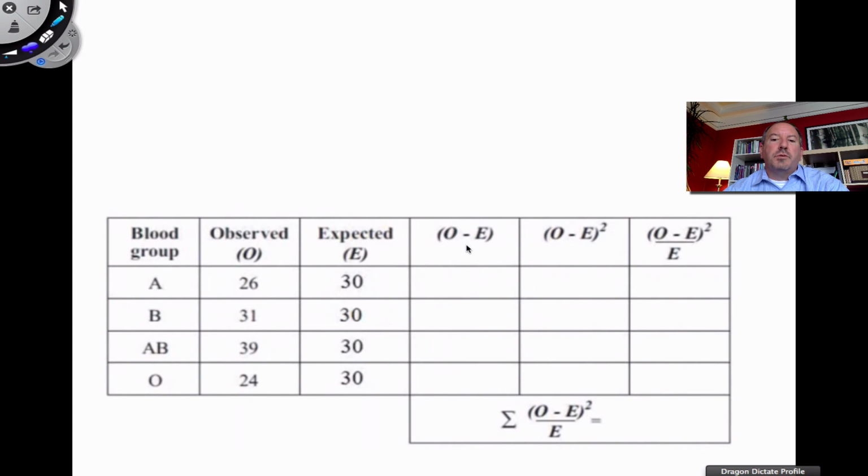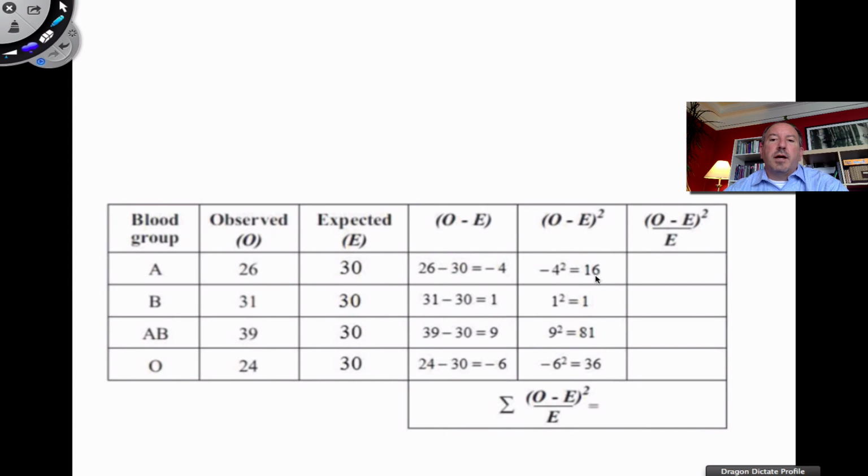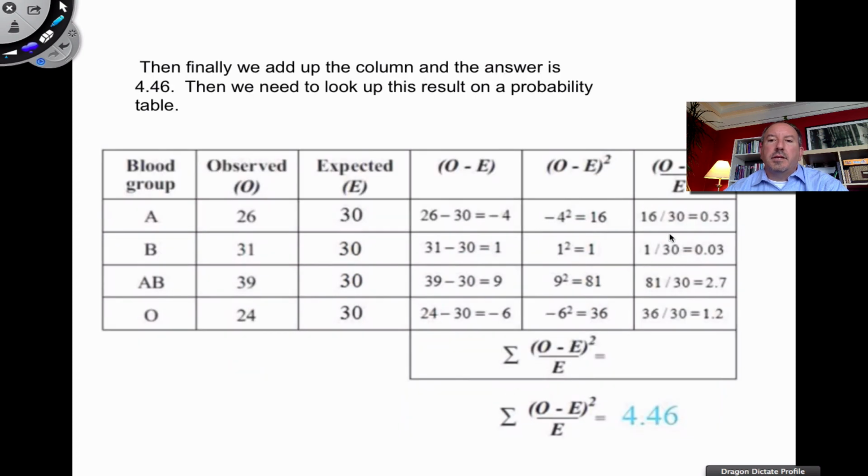So when you're solving the chi-square, it's the observed minus the expected. If you do the math on this, it's 26 minus 30, and this one is 31 minus 30, so I've done this for you. So do you see how these are the results here? Now you would want to square that. So you do the parentheses first, and then you square this, so a calculator might be needed. When you square this, you get 16 for this value, 1, 81, and 36. Okay? And then you divide that by the expected, and you come up with this.